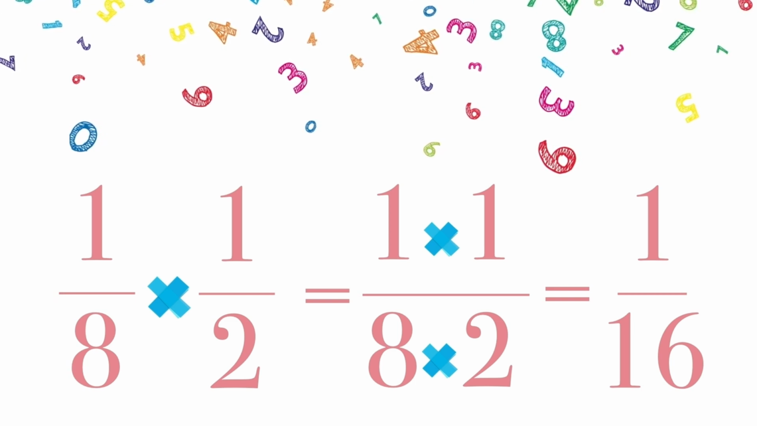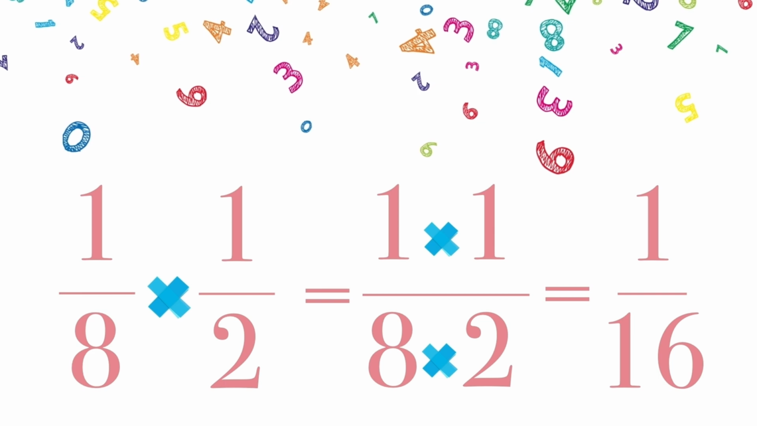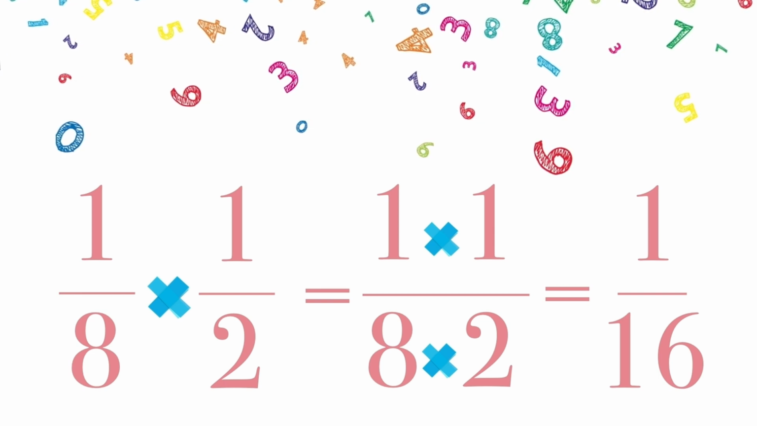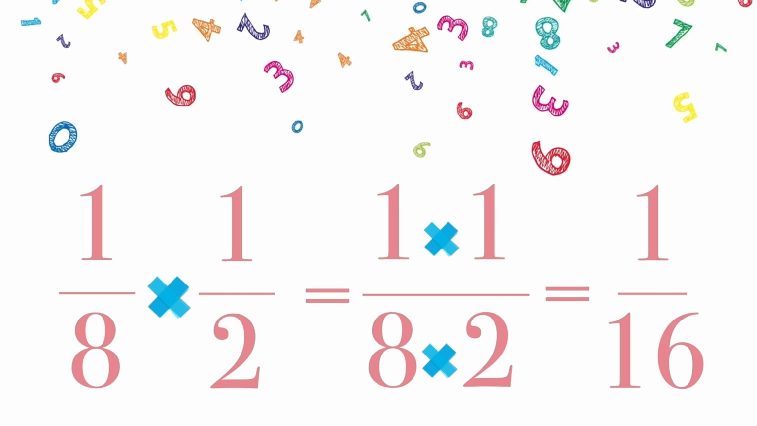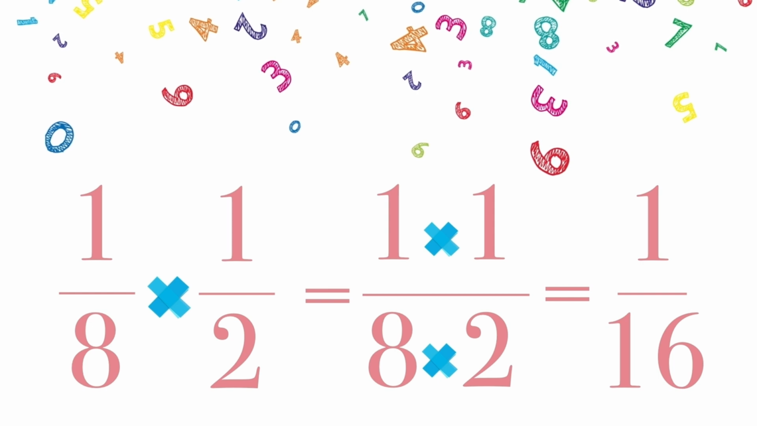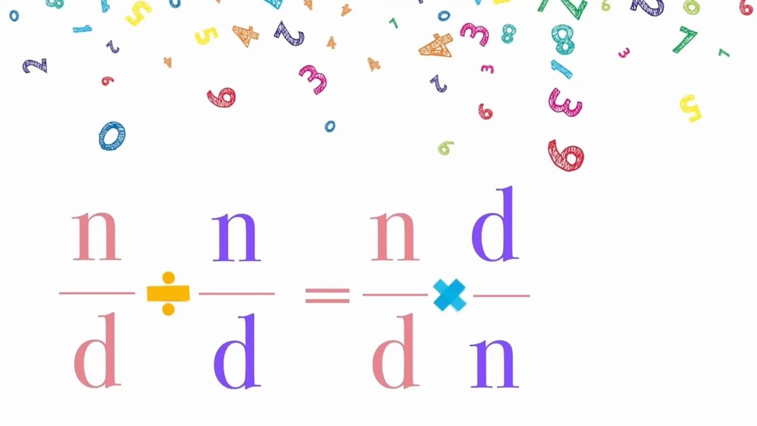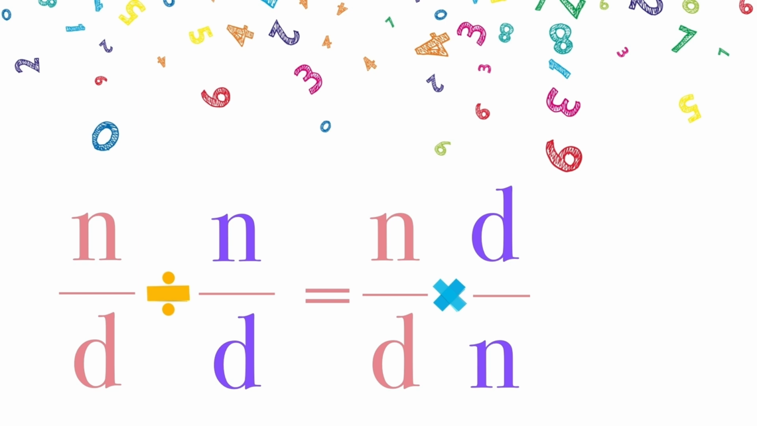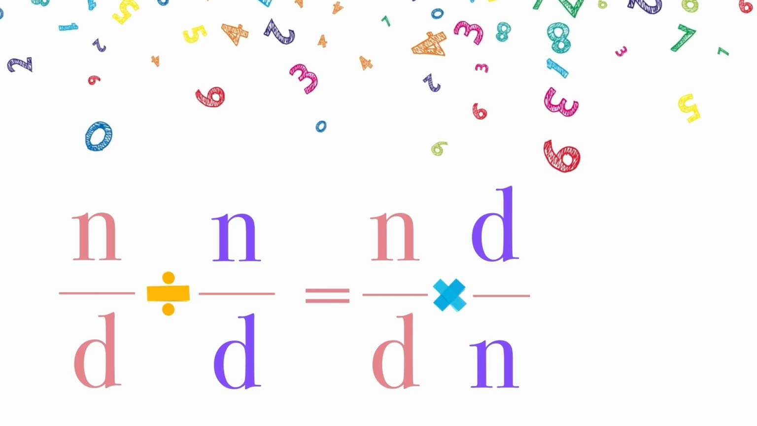The numerators are 1 and 1. 1 times 1 equals 1. The denominators are 8 and 2. 8 times 2 equals 16. This results in 1/16. If we need to divide fractions, we need to flip the numerator and the denominator of the second fraction and change the division symbol to the multiplication symbol.